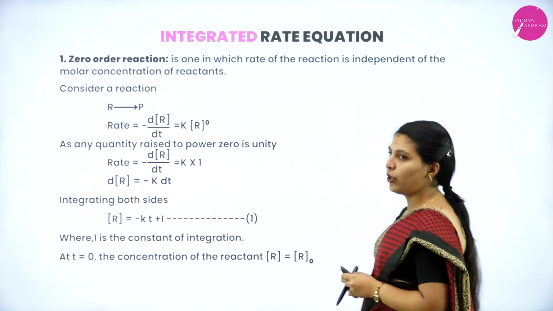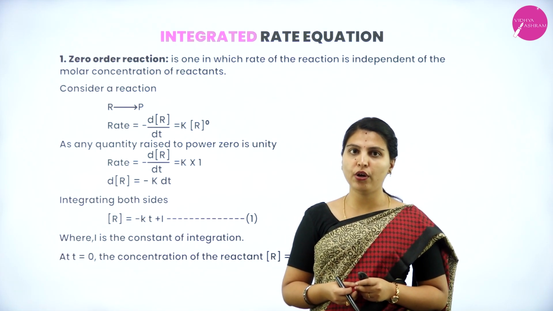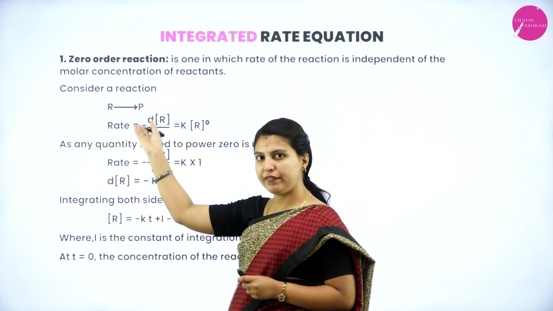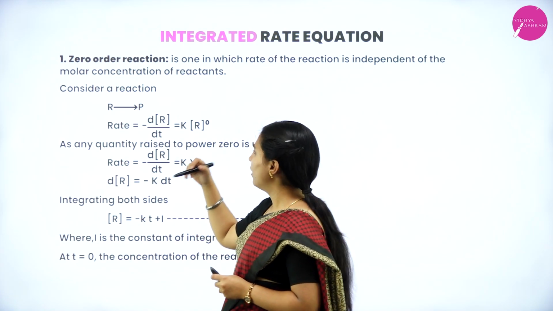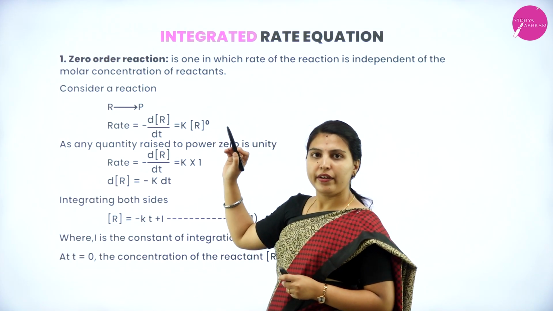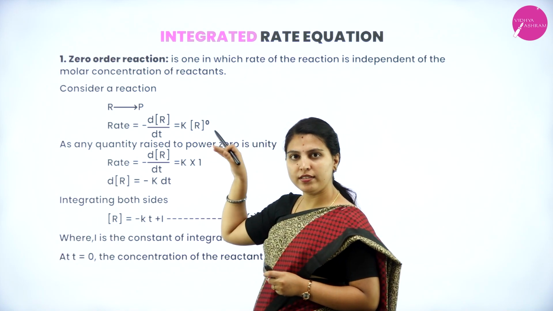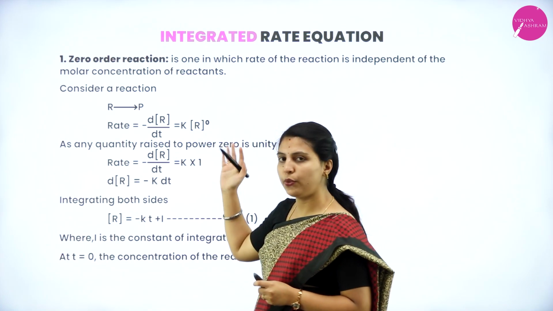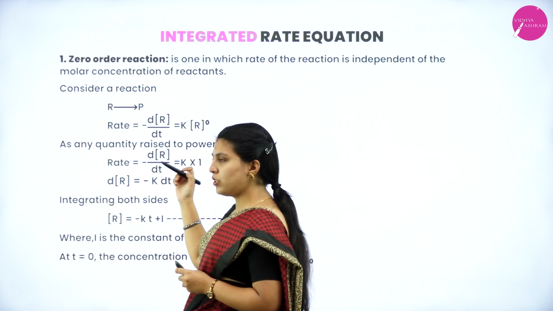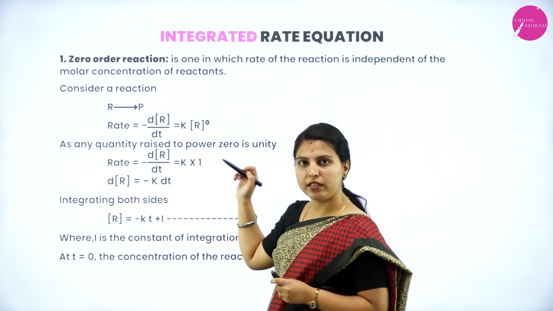A zero order reaction is a reaction in which the rate is completely independent of the molar concentration of the reactant. So consider a reaction, reactant giving product. We know how to write the rate: the change in concentration of reactant per unit time. So rate equals K, the rate constant, into the concentration of reactant, but the power is 0 because it is a zero order reaction. Any constant with the power 0 gives unity, that is 1. So rate equals minus d[R]/dt, equal to K into 1.